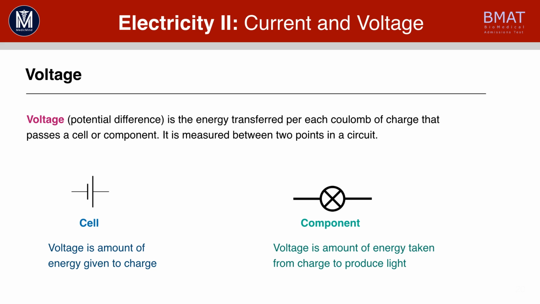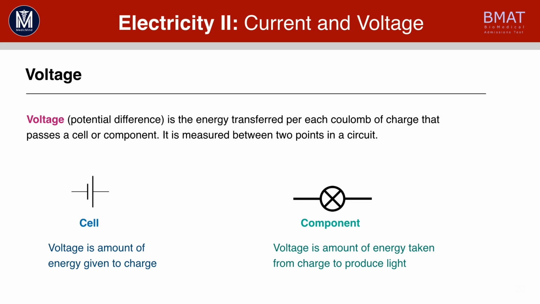However, voltage can have a different meaning for a cell or battery compared to a component such as a lamp. For a cell, the voltage tells us the amount of energy given to the charge as it passes along. For a component such as a lamp, the voltage is a measure of the amount of energy taken from the charge by the component. If it's a lamp, it's the amount of energy taken from charge to produce light.